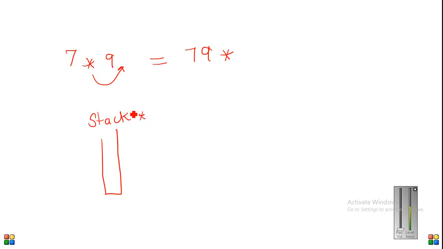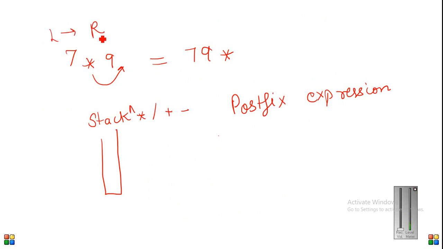Okay, again, let's say we have an expression 7 into 9, right? You already know the postfix will be 7 9 star. But how to solve it algorithmically? So let us take a stack. The stack will only contain operators, star, plus and minus, and I have the postfix expression. Initially I will read from left to right. So I start with 7. 7 is not any of the operators, so I will just write 7 in the postfix expression.